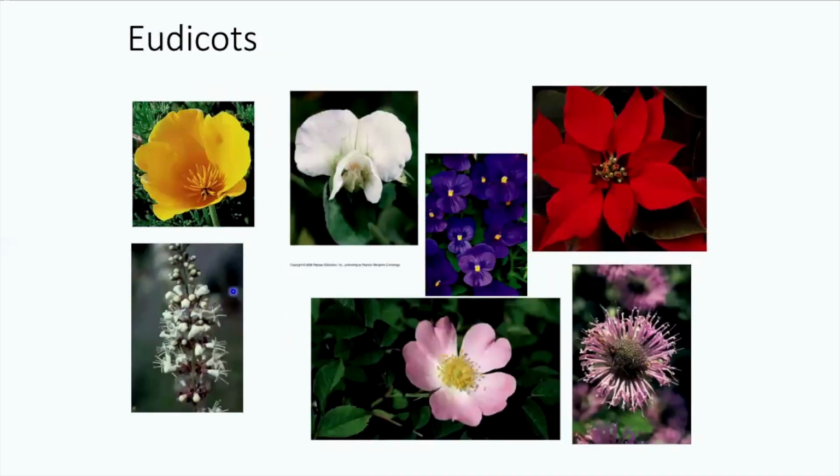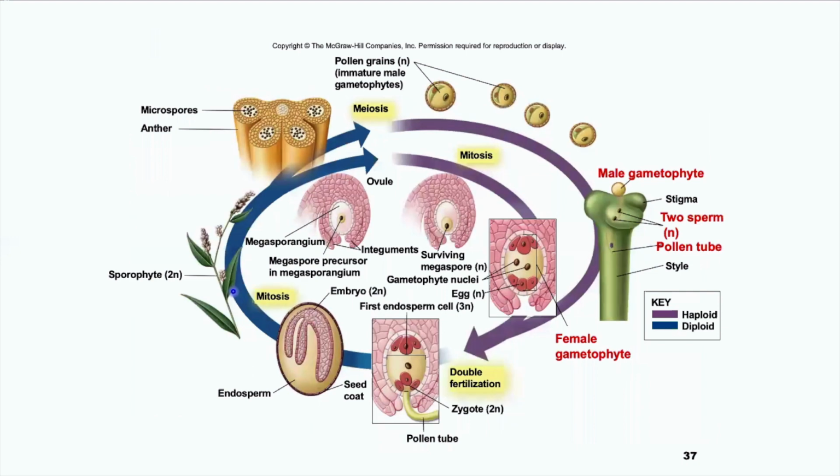some representatives of these. The big change that we see in the angiosperm life cycle or alternation of generations is we get a process called double fertilization. We're going to have two fertilization events. One sperm is going to fertilize the egg to make our next sporophyte, but the other sperm is going to fertilize part of the female gametophyte to make endosperm.